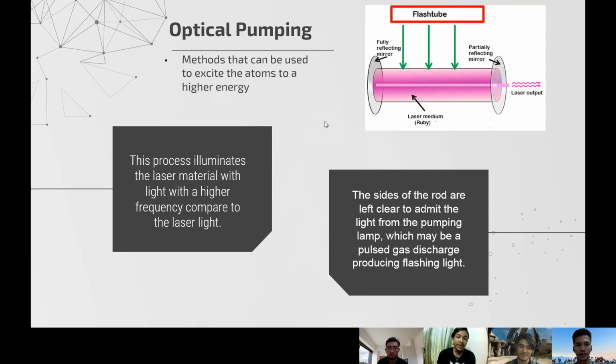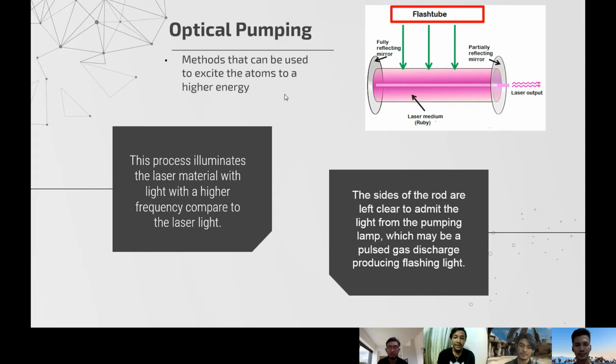Solid state lasers are typically optically pumped. Optical pumping is one of the methods that can be used to excite the atoms to a higher energy. This process will illuminate the laser material with light of a higher frequency compared to the laser light.